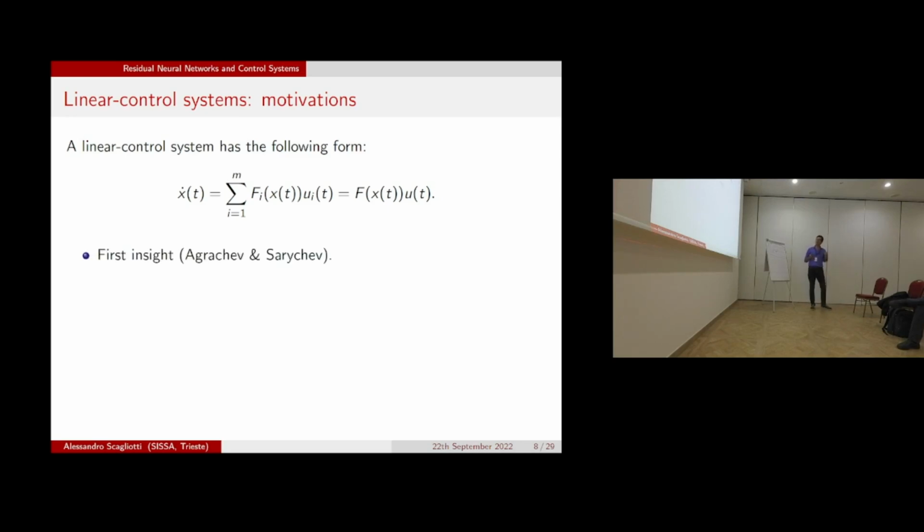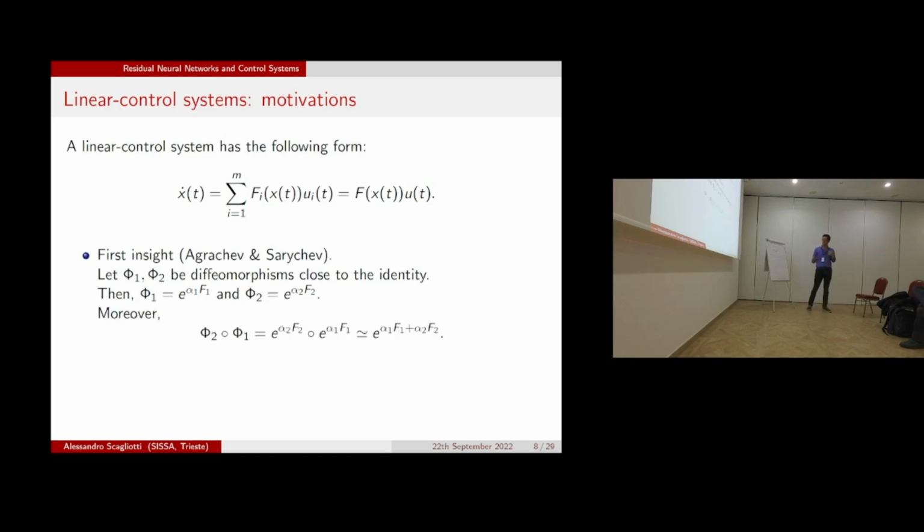So why should we consider linear control systems? Of course they are simpler, but is there any good reason to do that? The first insight was provided by Agrachev and Sachkov. Agrachev is my supervisor in SISSA, and the idea is this one. Let's consider two diffeomorphisms phi_1 and phi_2 that are close to the identity. In our framework, they can be thought of as two consecutive layers in the ResNet. If they are close to the identity, they can be represented as flows of two proper vector fields, F_1 and F_2.